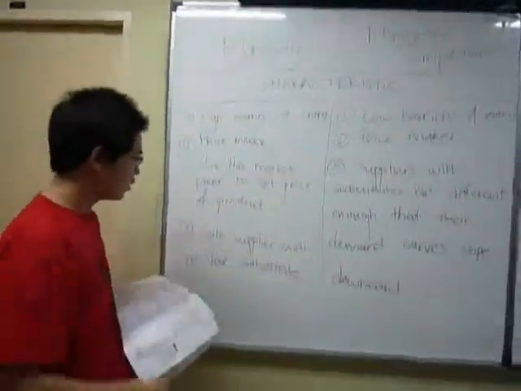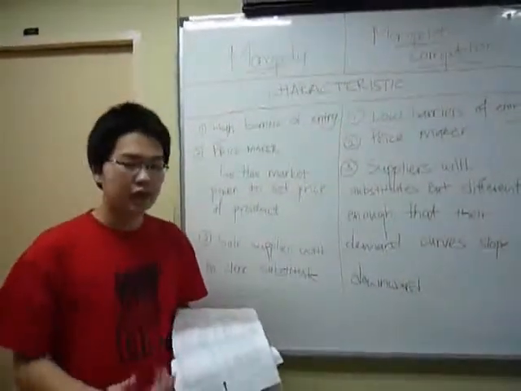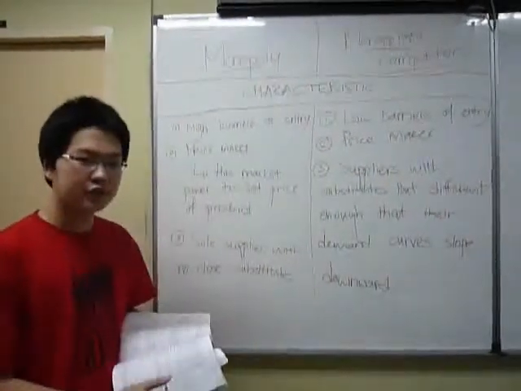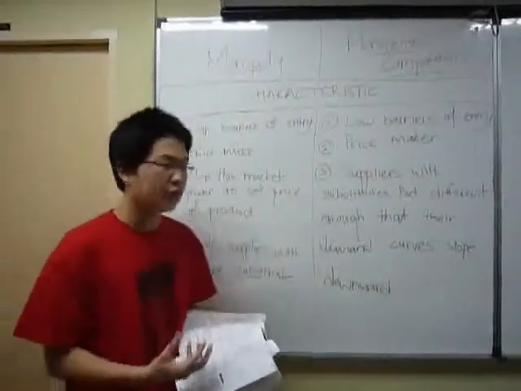Now, moving on to the last one, sole supplier with no close substitute. For example, let's say I can invent a car that can fly, I wouldn't have any close substitute because no one else in the world can invent a car that can fly. Okay, so I'm a sole supplier.